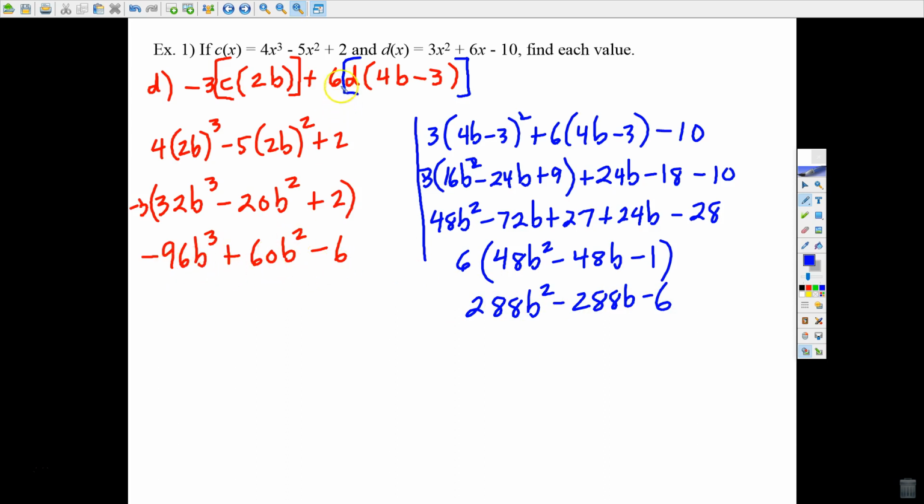All right, and so now we take this trinomial and this trinomial, and we add them together. So combine like terms. Well, there's only one cubic term, negative 96b cubed. We have a couple of quadratic terms, so let's add 60 plus 288, and we get 348 positive b squared. There's only one linear term, negative 288b. And then negative 6 minus 6 is negative 12.